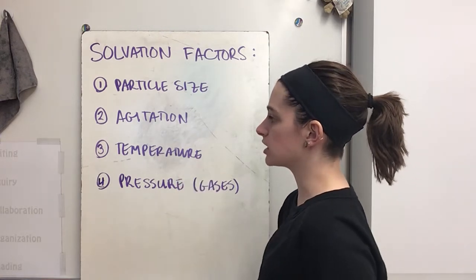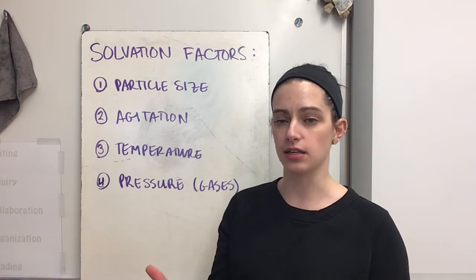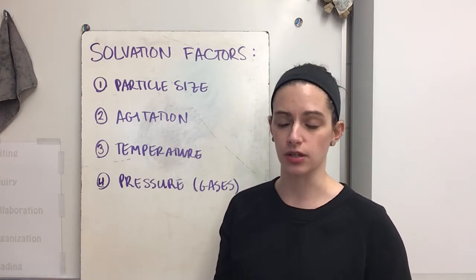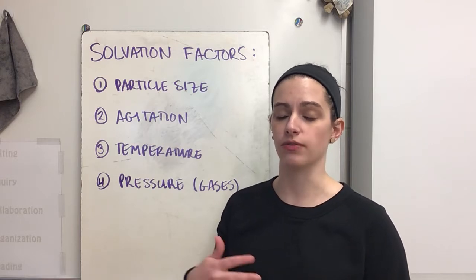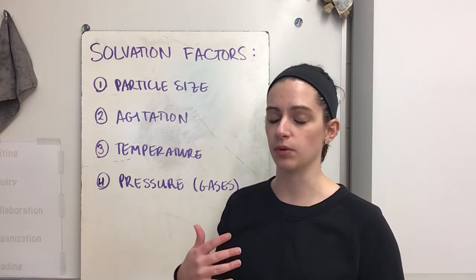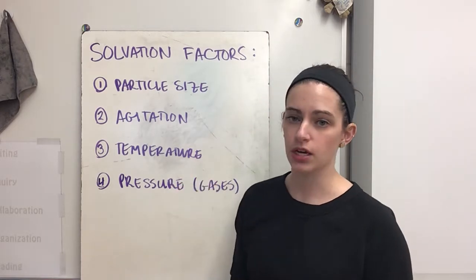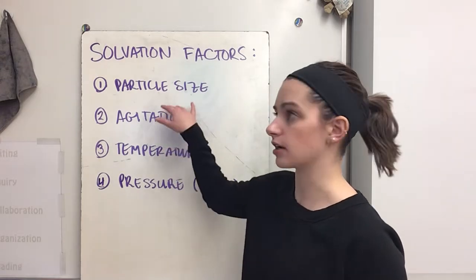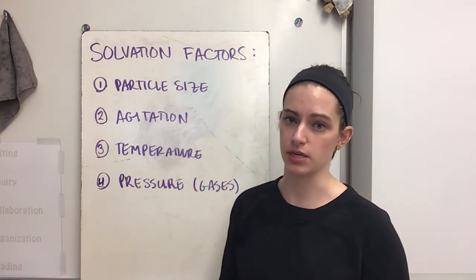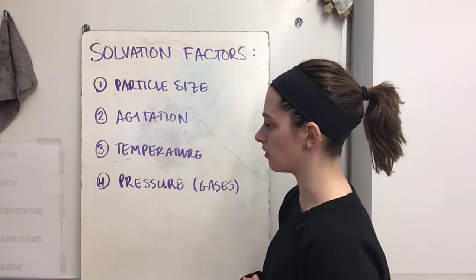And then changing the temperature can help things dissolve. So if we heat something up, if we heat up this solution, it's going to dissolve faster. Why? Well, particles move faster when they're hot. So if they're moving faster when they're hot, they're going to spread apart more quickly, and therefore they're going to dissolve more quickly. So if you want something to dissolve, you're going to increase the temperature, you're going to stir it, you're going to make sure that it's in small pieces. So those are the things that you can manipulate in order to get something to dissolve.